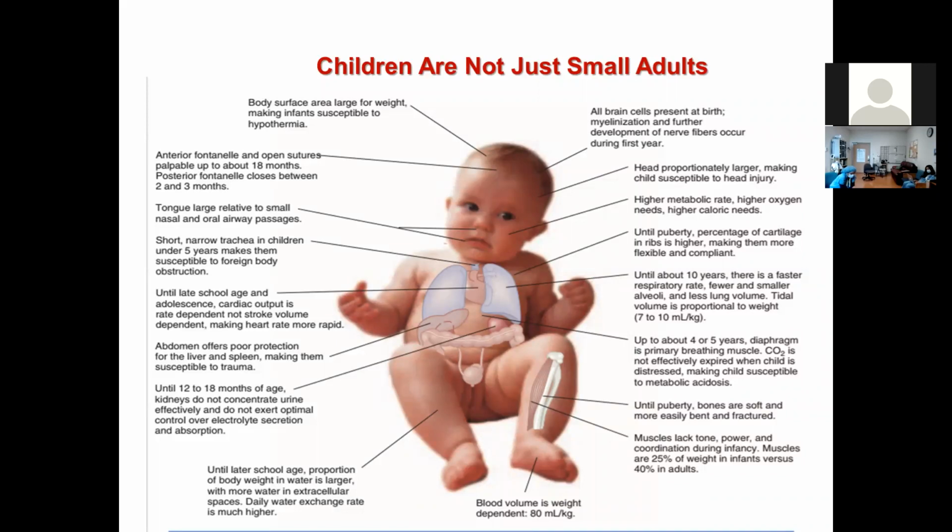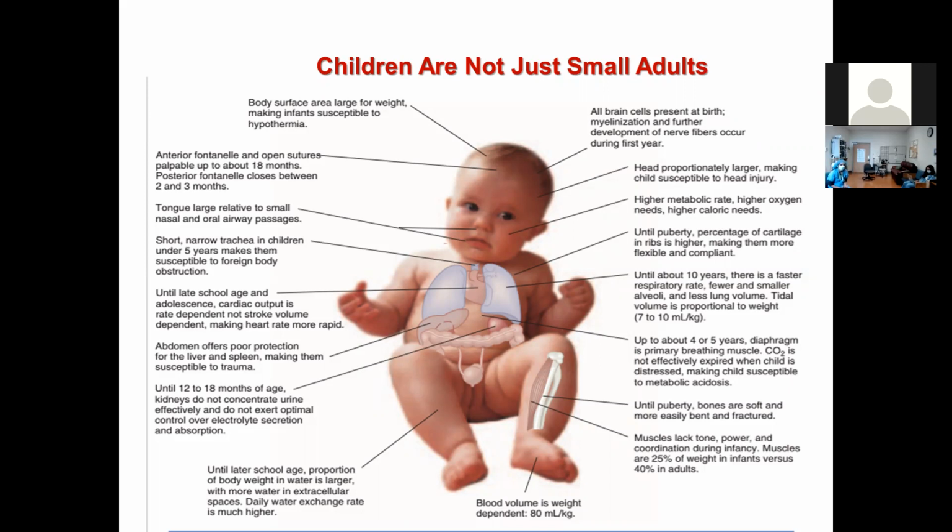It has to be interpreted in light of clinical conditions, and also it has to be trending. We have to see how this heart rate behaves over time. Does it keep going up? Increased heart rate is always taken seriously in pediatrics because that is one of the signs that the child is compensating for cardiac output. Very good question. Also, the abdomen offers poor protection for the liver and spleen, making them susceptible to trauma.